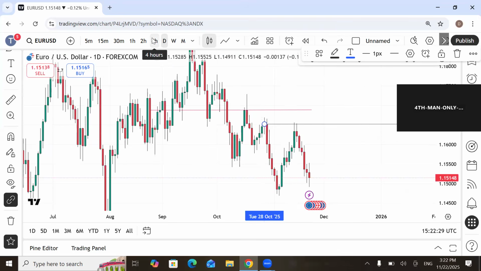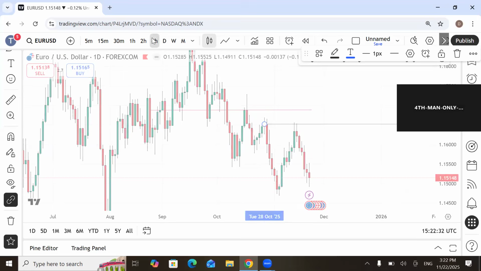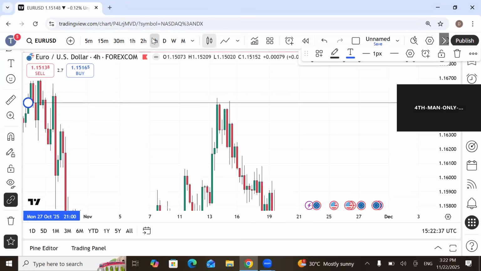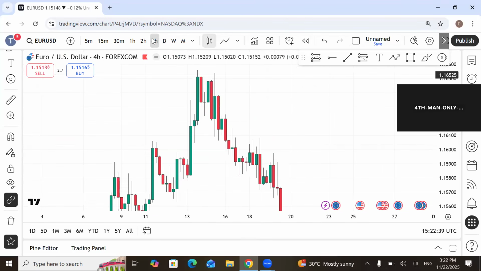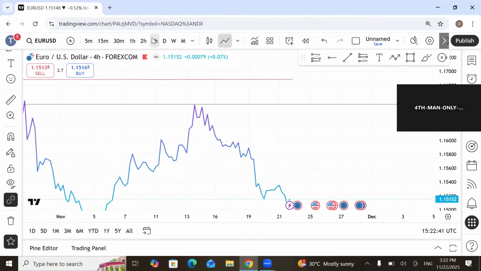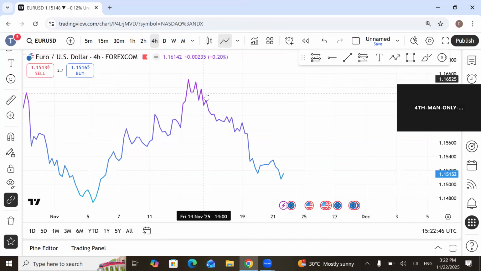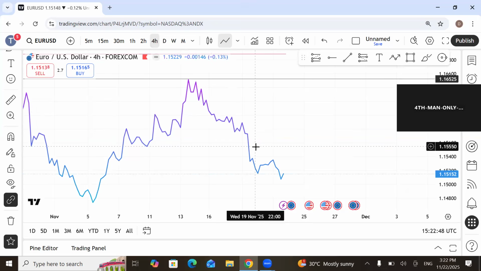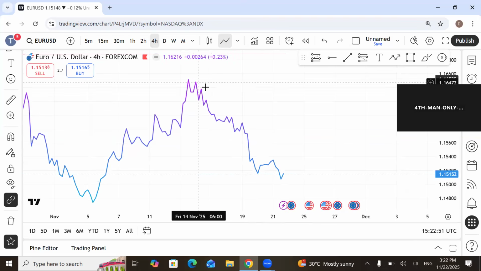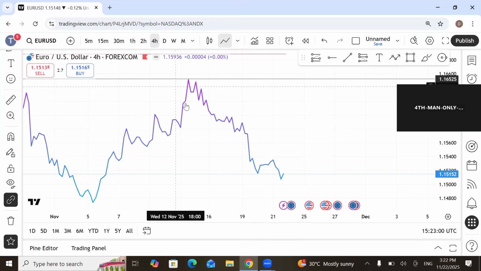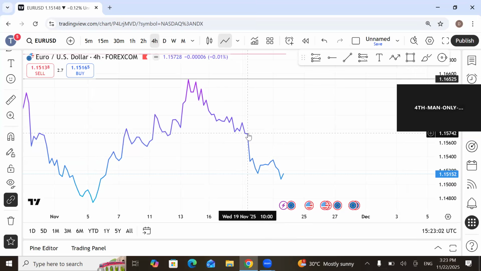Now we are moving to our 4 hours to look for our confirmation entry. Then we are selling to the downside. That is what we are doing, we are not doing much. And since then, you can see on 4 hours, we have been having sells to the downside. It's just for you to look for your confirmation entry and keep following the direction, because all your higher time frames are showing sells. So just look for a 1 hour, 2 hours, 4 hours, 30 minutes confirmation entry and keep selling to the downside.